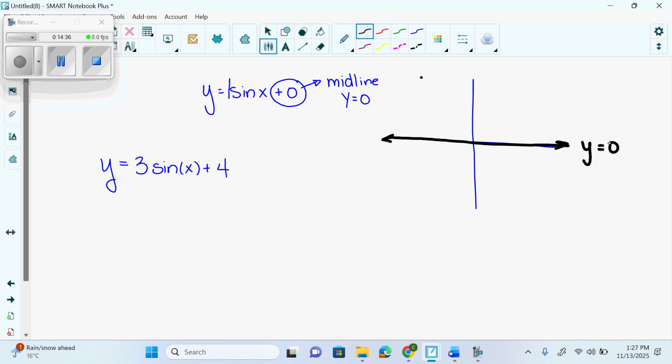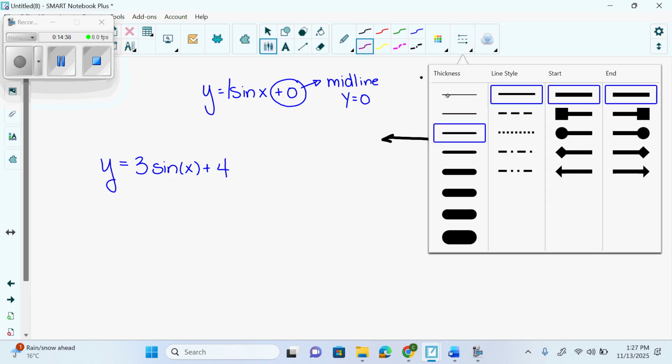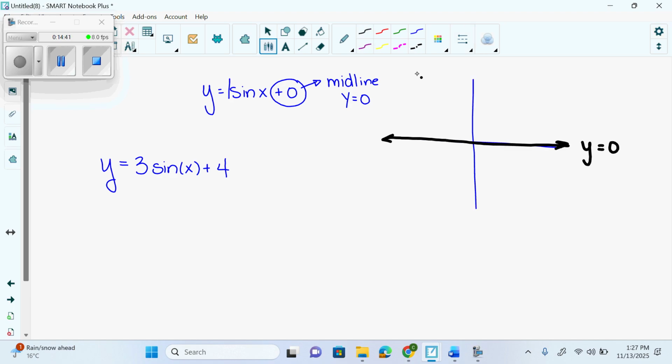So from my midline and my amplitude, I should be able to get my maximum and my minimum. My vertical stretch is my amplitude, correct? Yes? Vertical stretch is amplitude. So on your basic function, I would then go up 1, and I would get a maximum of 1. And if I went down 1, I would get a minimum of -1. We agree? If I have the midline and the amplitude I can count, I get my maximum and minimum.